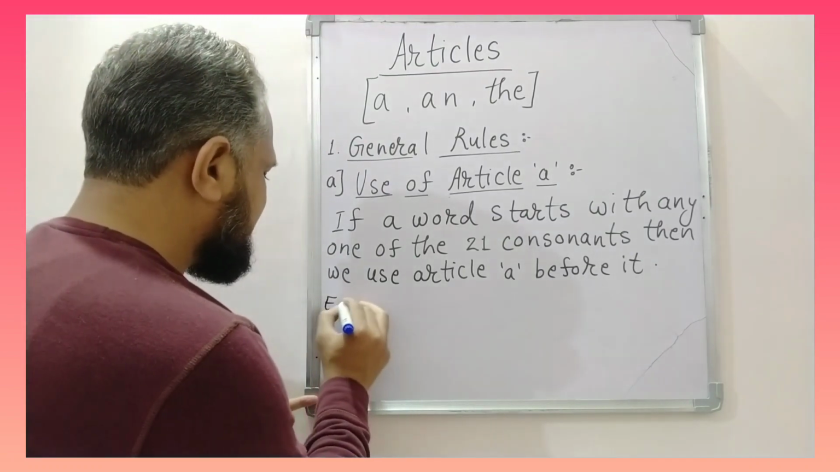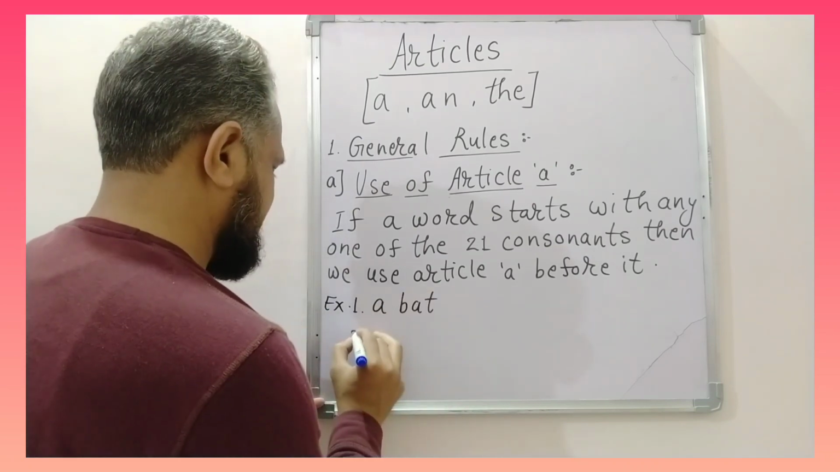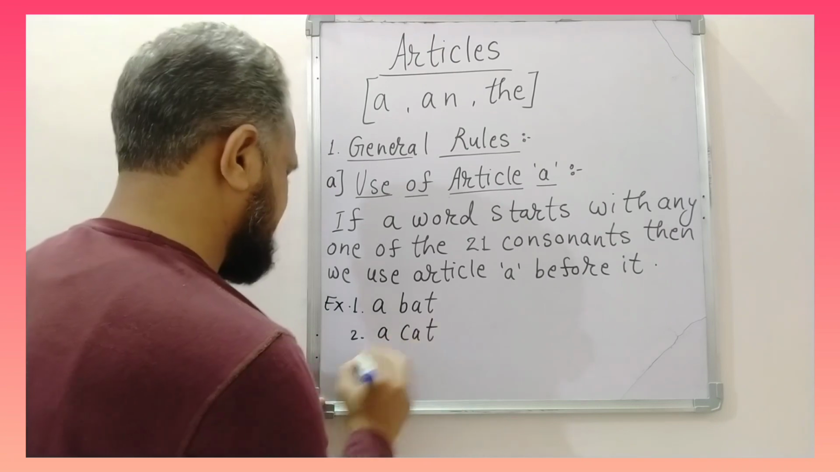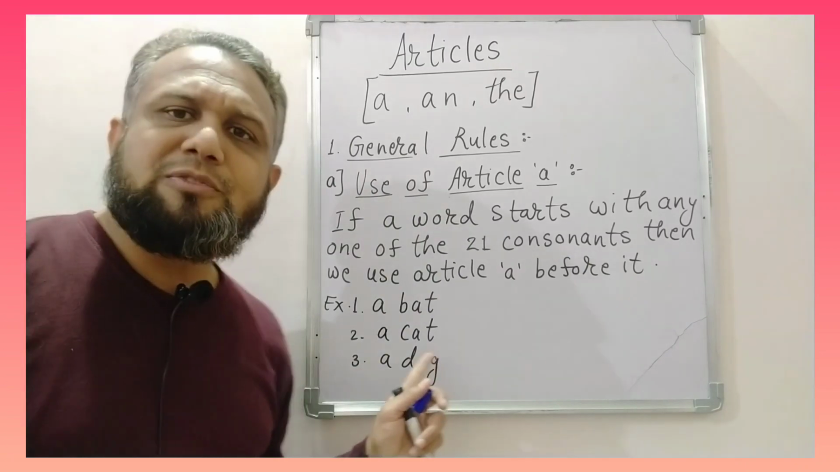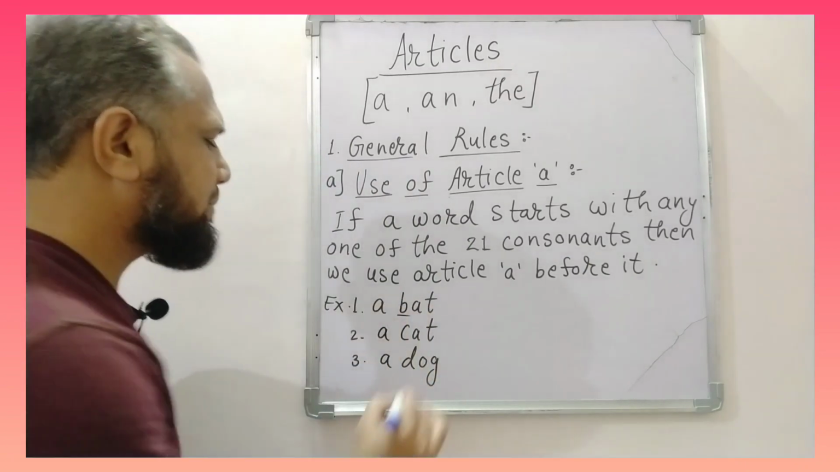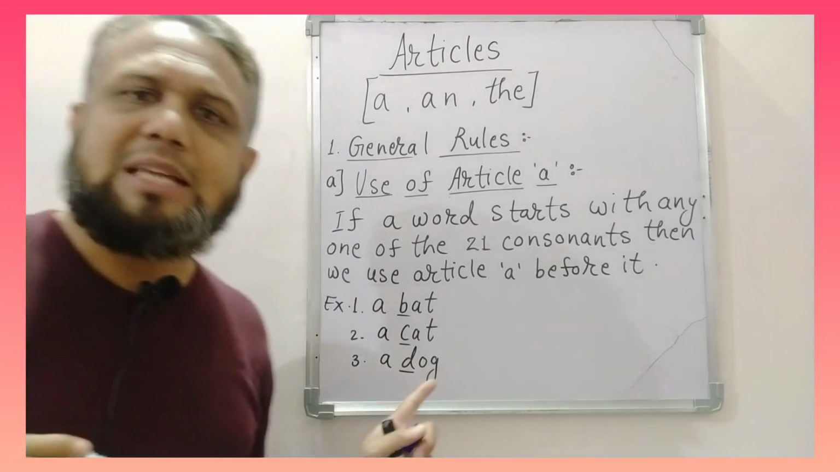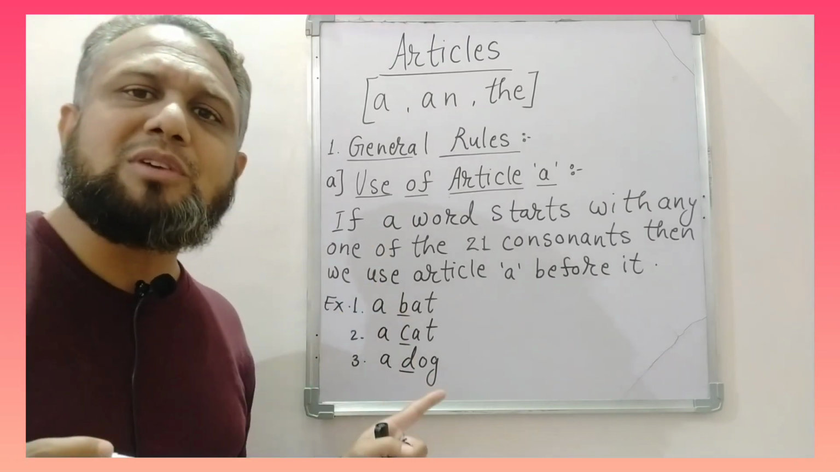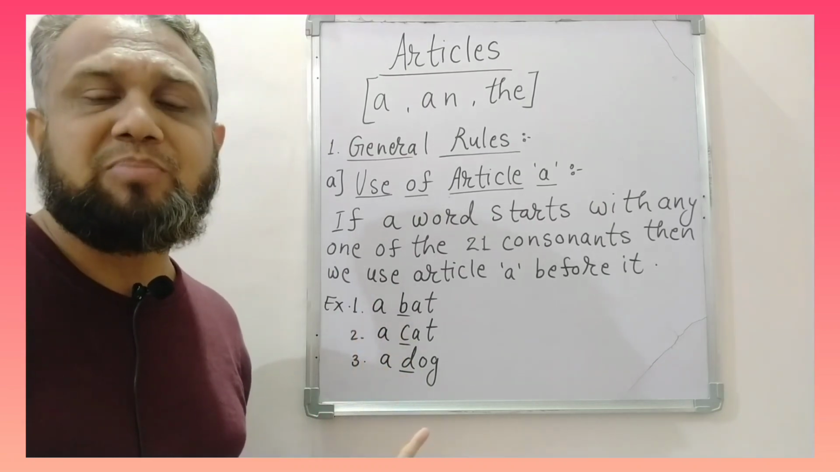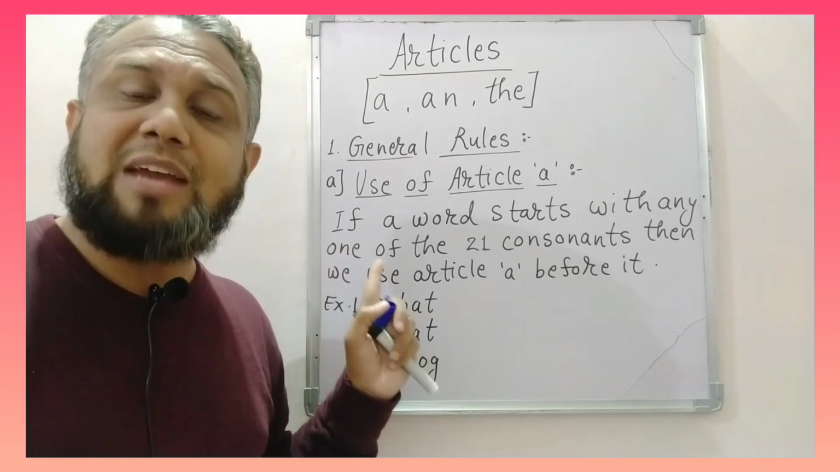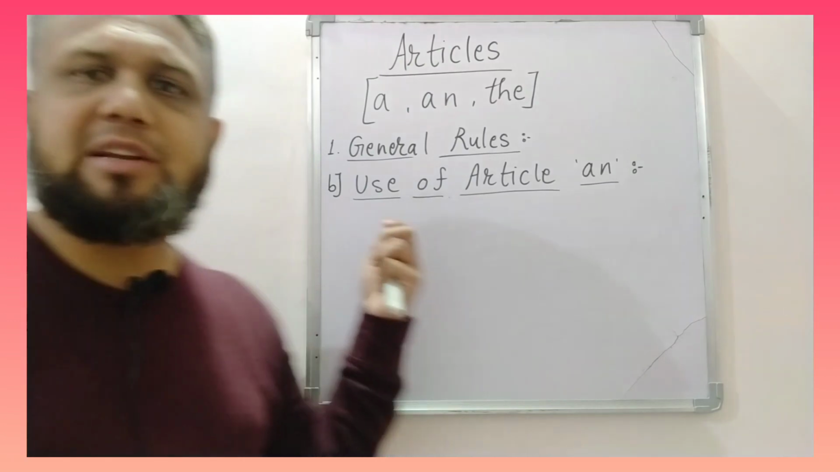For example, a bat, a cat, a dog. In the first word, the word starts with B, it is a consonant. In the second, it starts with C, it is a consonant. In the third, it starts with D, it is also a consonant. All the 3 words start with the consonant, therefore we have used article A before it. This is the first general rule. We are talking about general rules.